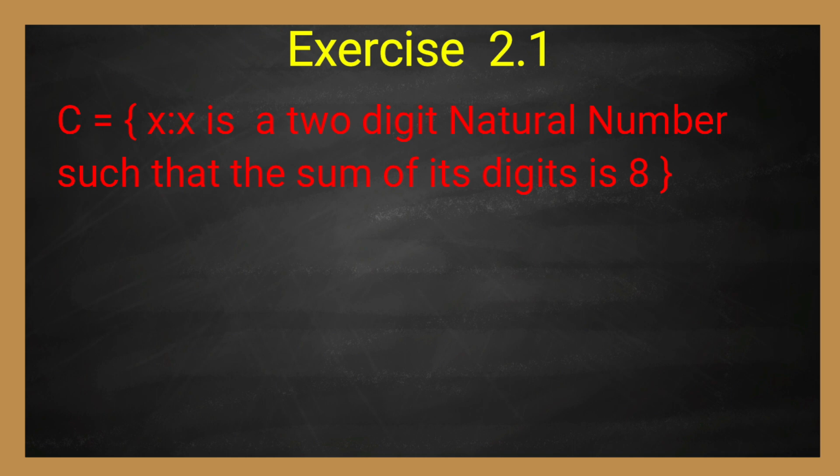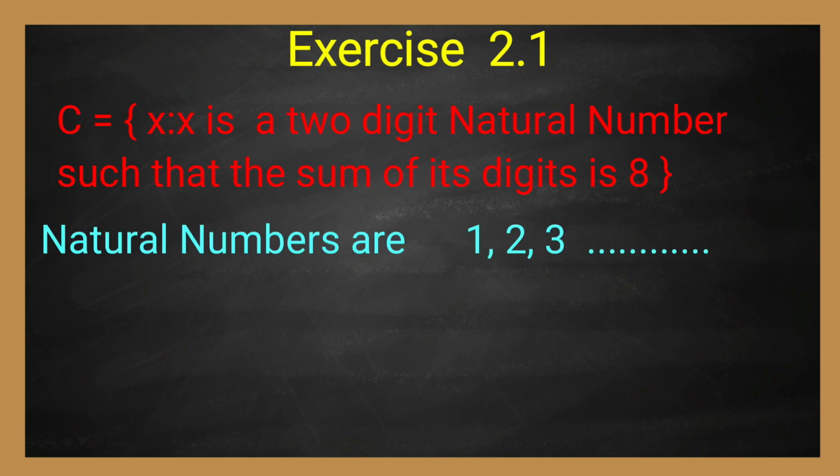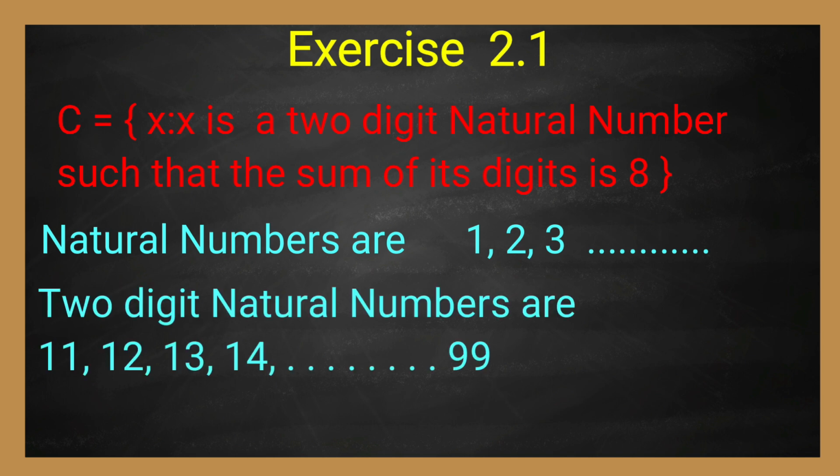Second, C equal to the set of x such that x is a two-digit natural number such that the sum of its digits is 8. Natural numbers are 1, 2, 3, etc. Here, two-digit natural numbers are 11, 12, 13, etc. up to 99. Now, the sum of its digits is 8. That means generally 1 plus 7 equal to 8, that is 17. 2 plus 6 equal to 8, that is 26.